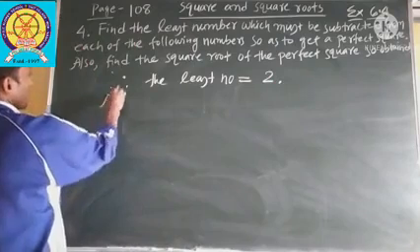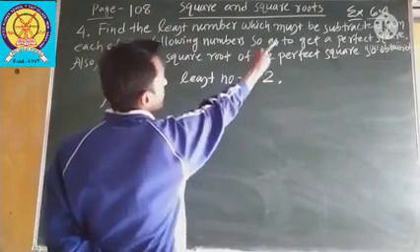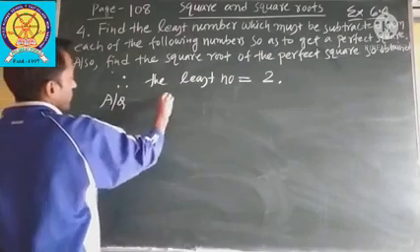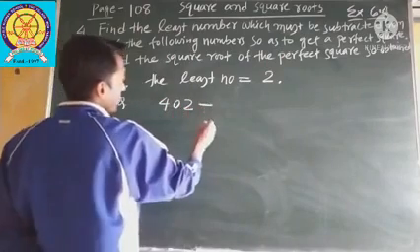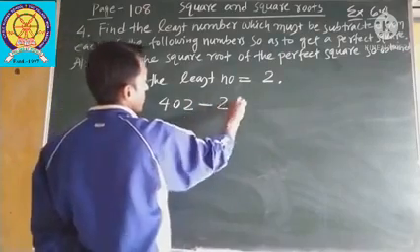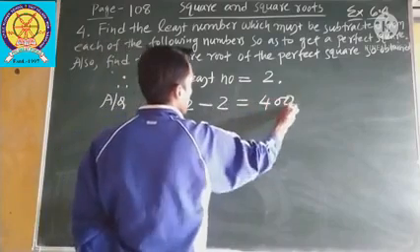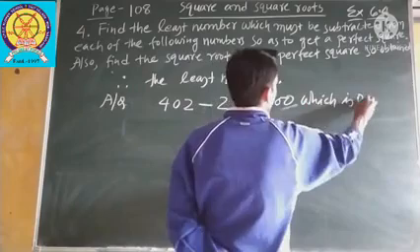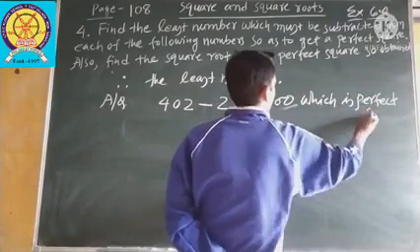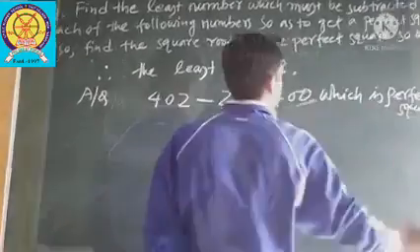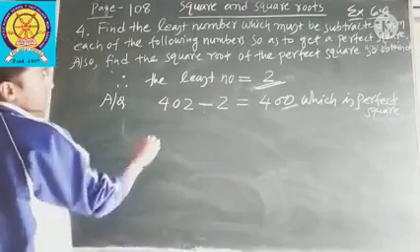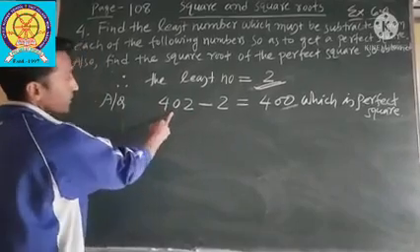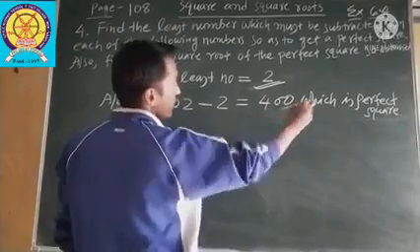So as per the question, find the least number which must be subtracted from the number. The least number we get is 2. From the given number 402, you have to subtract 2. Then you will get 400, which is a perfect square. So when we subtract this number from the given number 402, we get 400, which is a perfect square.